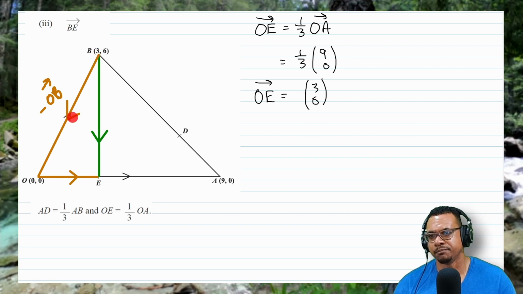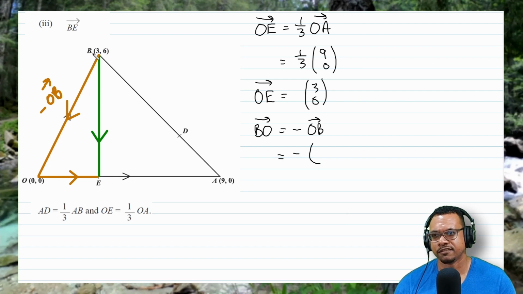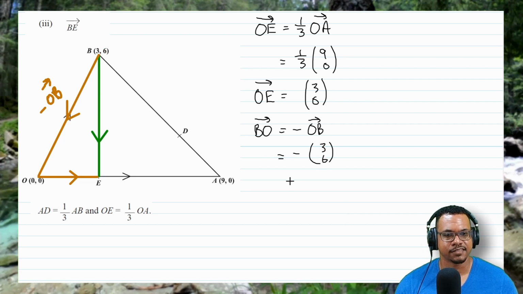And now we are dealing with this B to O. So B to O is just negative O to B. So that's negative, and that's the coordinates of B, right? O to B, (3, 6). So we make that a column matrix, (3, 6) like that. Multiply the negative sign by 3, (-3, -6). And we're good to go there.